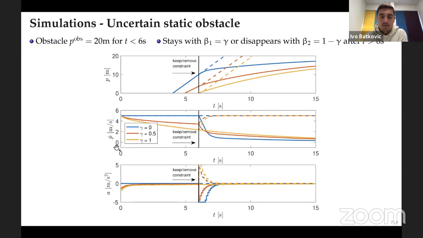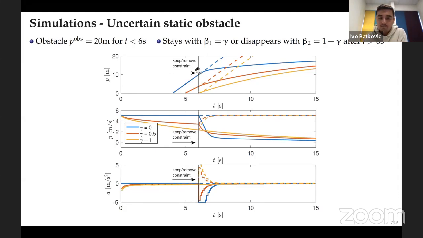The middle part is the graph of the velocity, and the last graph is the acceleration. So for the blue line, which corresponds to gamma equals 0, it basically means that the controller that doesn't believe that the pedestrian will be there after 6 seconds gets all of the weighting and the cost. So you can see that on the blue line, it will be very aggressive up until the 6 second mark. And then afterwards, you can figure out if the pedestrian will be there or not, if you're correct or wrong.